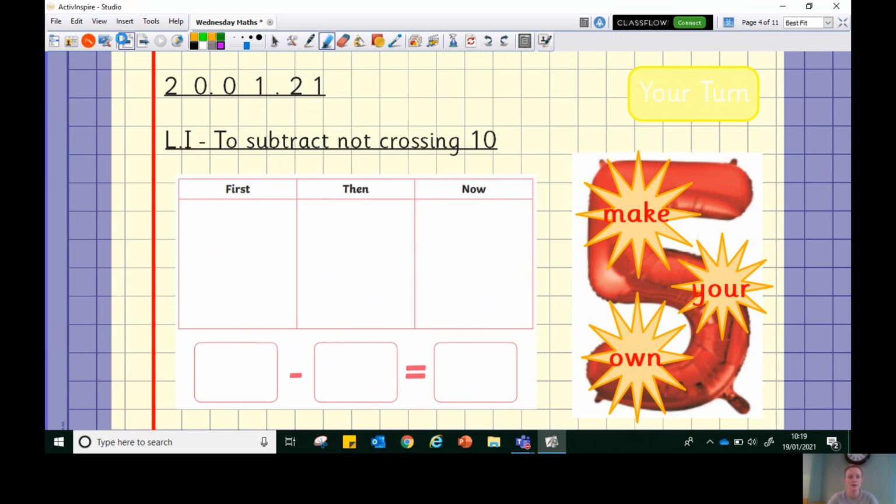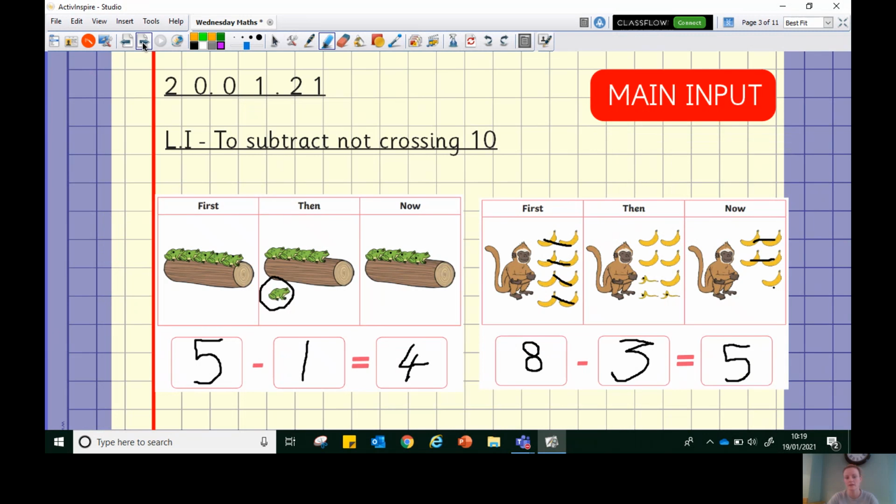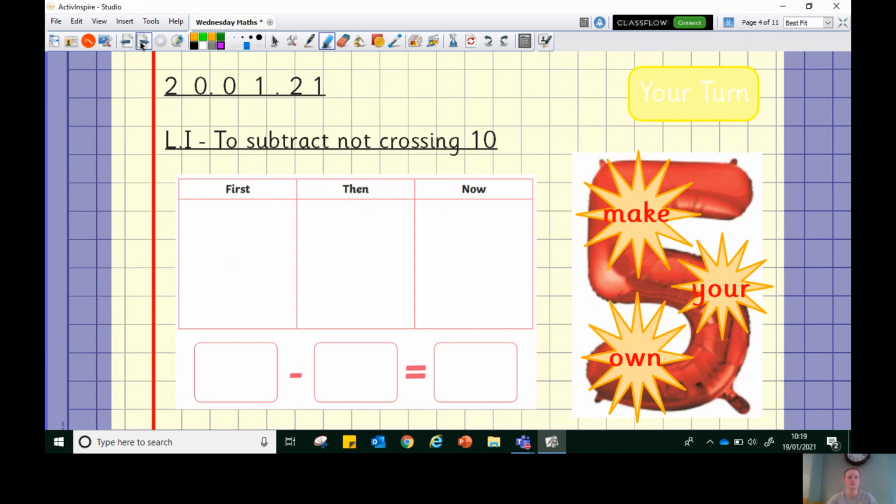And on your piece of paper, you will be able to just write them in the columns here. So first, then, now. Okay, and you can just write the number. You don't have to draw the pictures. You can just move your resources as applicable. Okay, so as and when you can. Okay, so press pause, off you go.